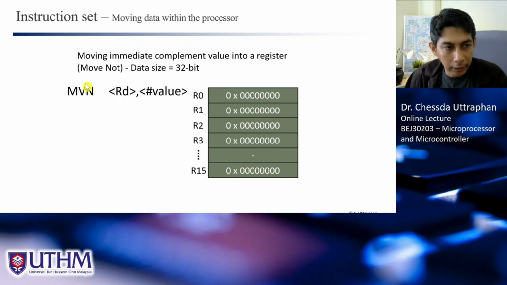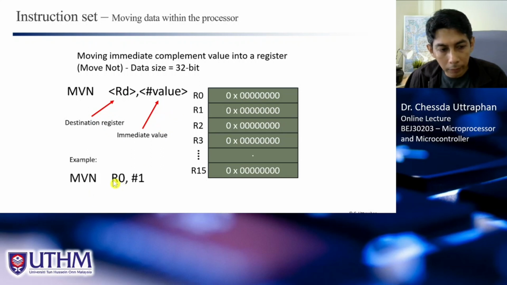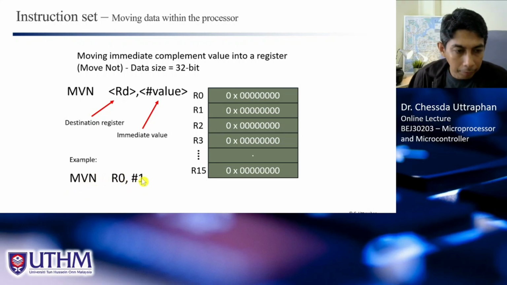And the last move instruction is move immediate complement, or MVN. Again, this is the destination register, and this is the value. For example, when we use MVN, move negate or move complement, it means that we move the first complement of 1 into R0. So what is the first complement of 1? This is the first complement of 1, 32-bit.